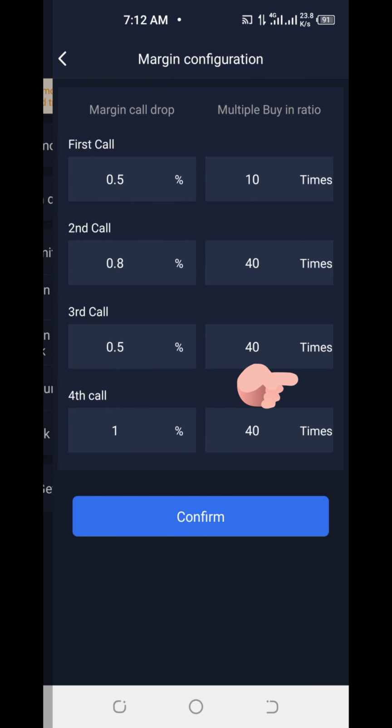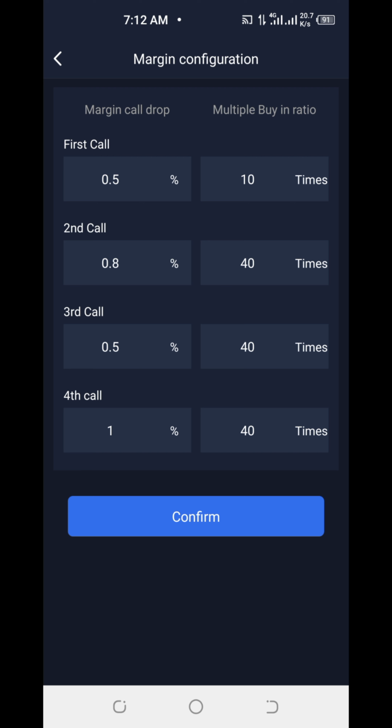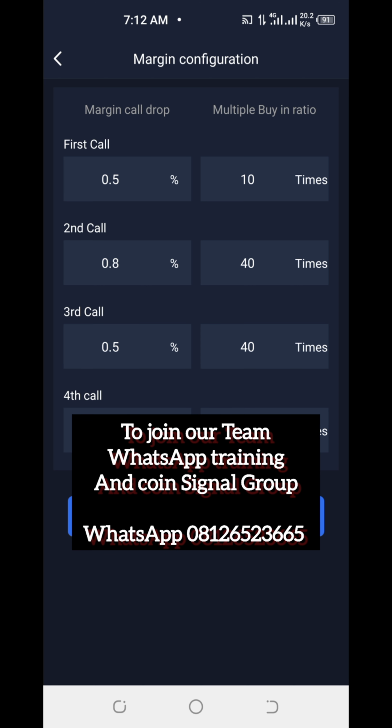So if we go to the margin configuration, you can see 0.5 my first call to 0.8 my second call. What does this mean? This means that if the current cost of the coin drops by 0.5%, it's going to buy me 10 times. What is 10 times? 10 times 15, which is my buying amount. So it means it's going to buy me $150 at this point.